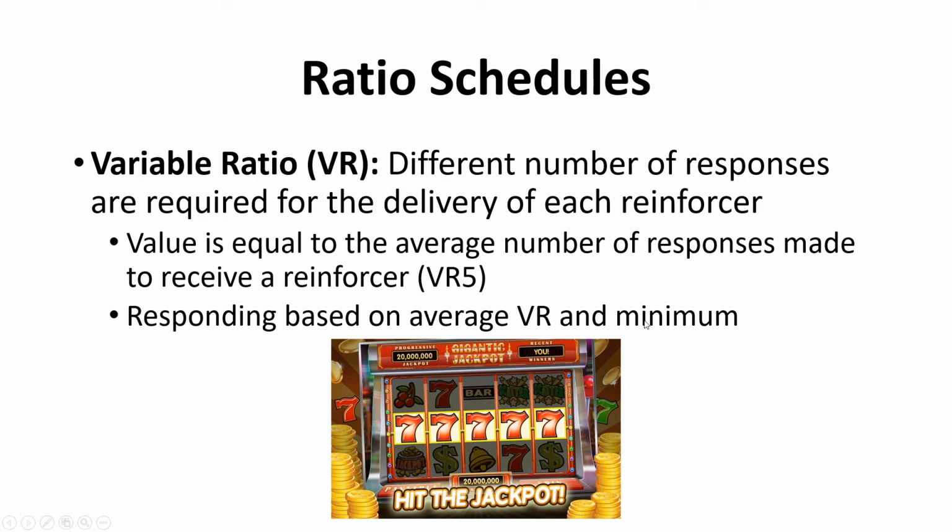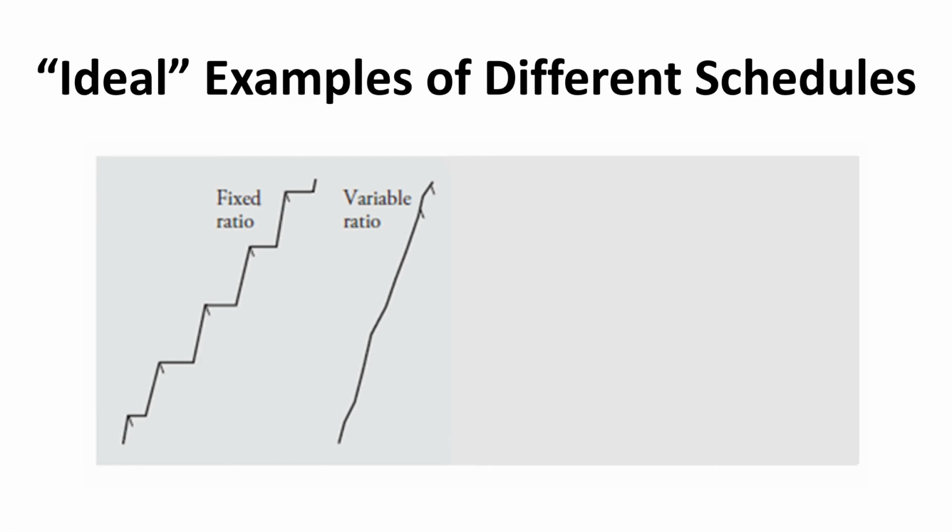So with our VR5 example, if the minimum is 1, then you would see pretty much continuous lever pressing because it doesn't take a lot of presses to get a reinforcer, and it can happen as soon as the very next trial after you've received reinforcement, so there tends to be lots and lots of lever pressing. If, however, that average VR was higher, or if our minimum number was a lot higher, we might see slower rates of responding. So our variable ratio ones tend to, again, be a little bit variable in what the data looks like. But the overall pattern that we tend to see would be something like this.